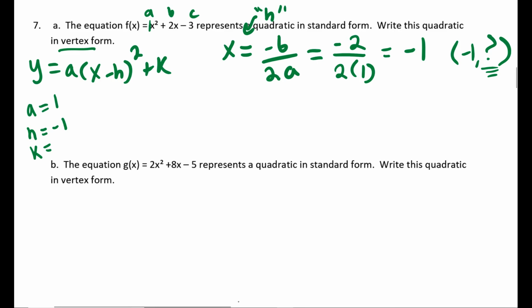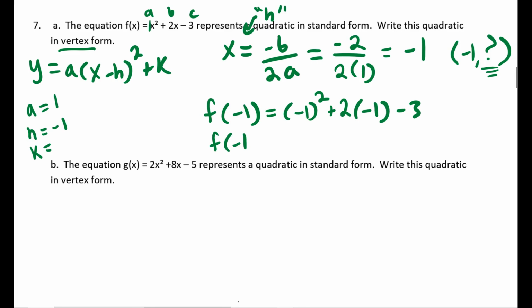Well, we have the function already, so if we know what an x value is and we're looking for a corresponding y value, we can just substitute that value in. So we're going to find what f of negative 1 is, and substitute in a negative 1 everywhere we see an x in the equation. And when we do that, negative 1 squared is positive 1, 2 times negative 1 is minus 2, and minus 3. So we get 1 minus 2 minus 3, or negative 4 as our k value.